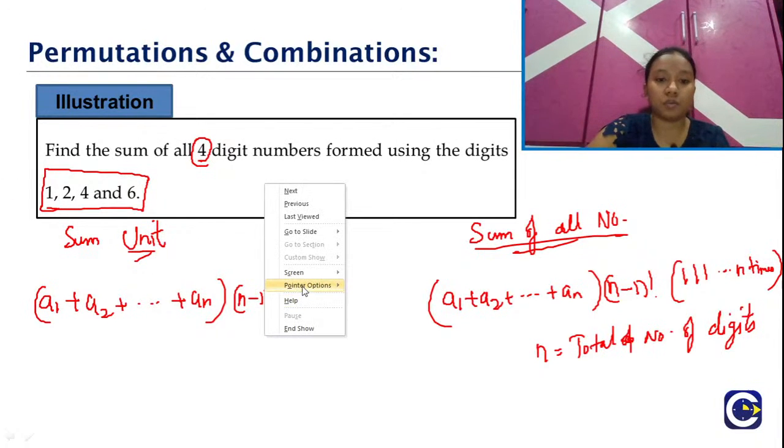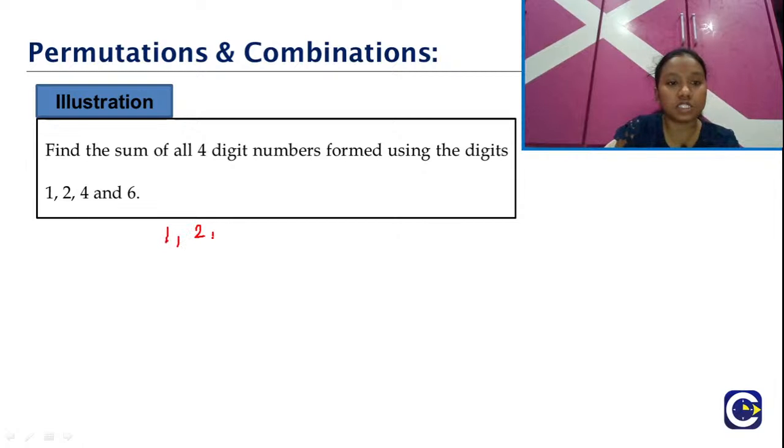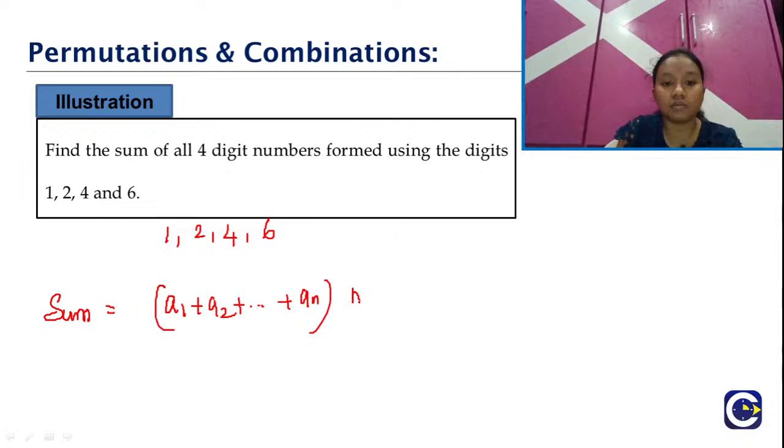I'm just arranging the formulas. Okay. So find the sum of all 4-digit numbers formed using the digits. This will be our second formula in the sum of numbers which we have discussed. So what are the digits which they have given? 1, 2, 4 and 6. So what is the formula here? The sum will be equal to a1 plus a2 plus and so on until an into n minus 1 factorial into 1, 1, 1 until n times.